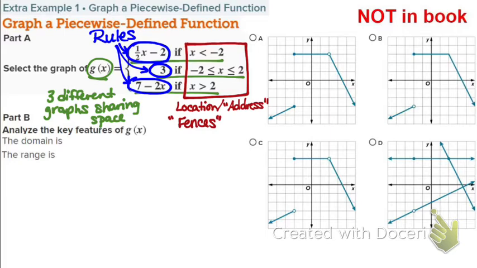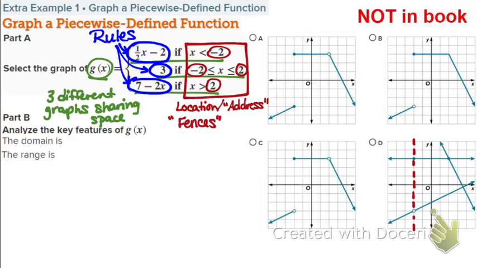When you look through all those inequalities, what numbers do you see in there? Yeah, I see a -2 and a +2. This tells me that I'm going to have fences at -2 and +2. My fences are always going straight up and down like this. I'm going to draw it on graph D for just a second.